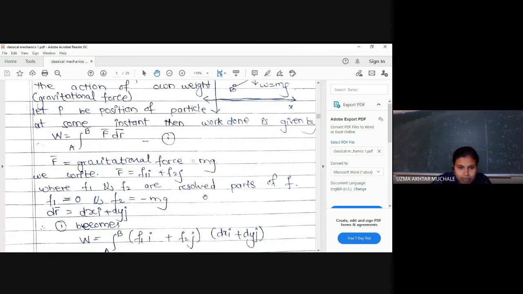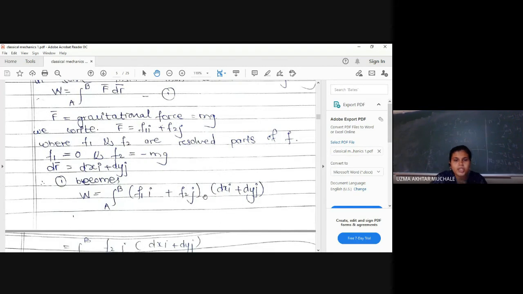In the x direction, there is no force. In the y direction, the force is created due to its own mass. And dr, what is the formula for dr? It is nothing but dx i plus dy j, because we are discussing in the two-dimensional plane. So equation 1 is written as F1 i plus F2 j, and dr is nothing but dx i plus dy j.